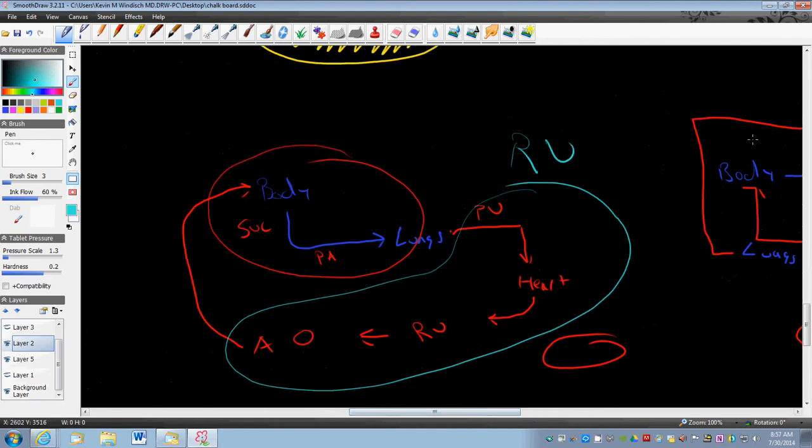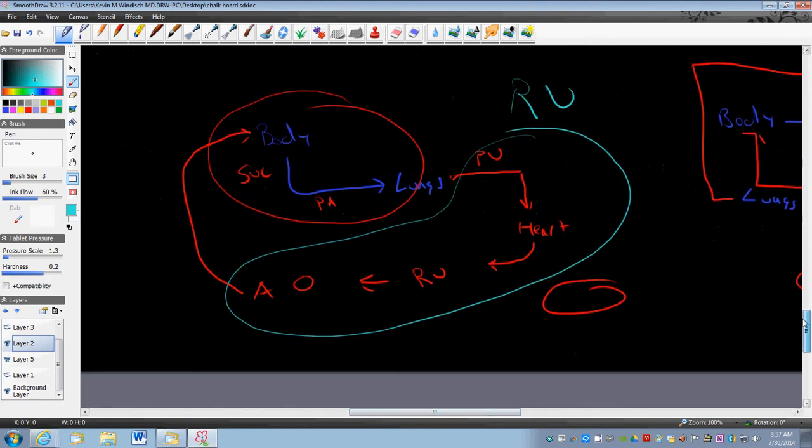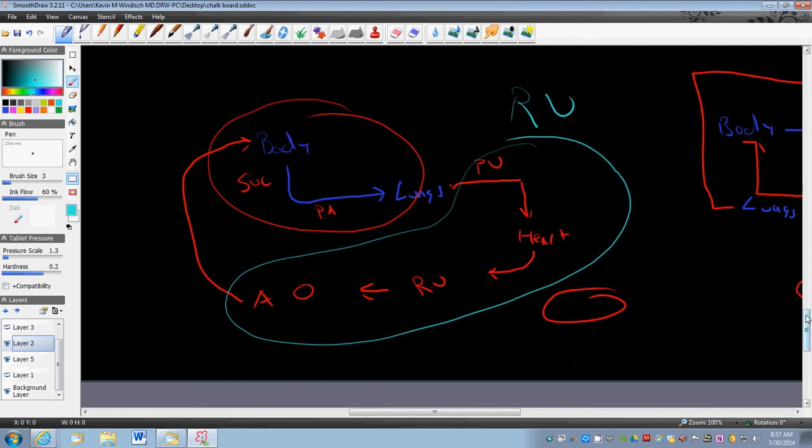Normal right ventricular pressure, normal RV pressure, is 20 to 40 systolic, depending on the age of the patient. Normal left ventricular, roughly, okay, I'm not a cardiac physiologist, I'm not a cardiologist, I could be off by a few millimeters of mercury, forgive me. It is relatively low.